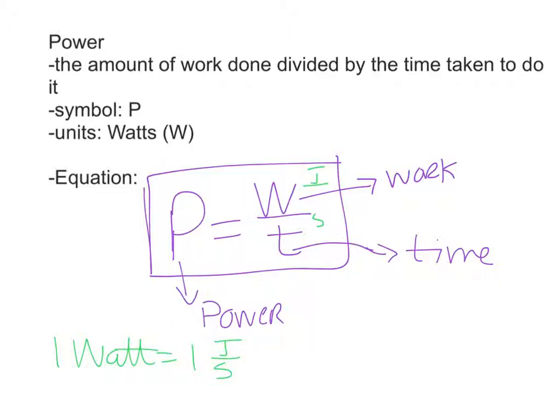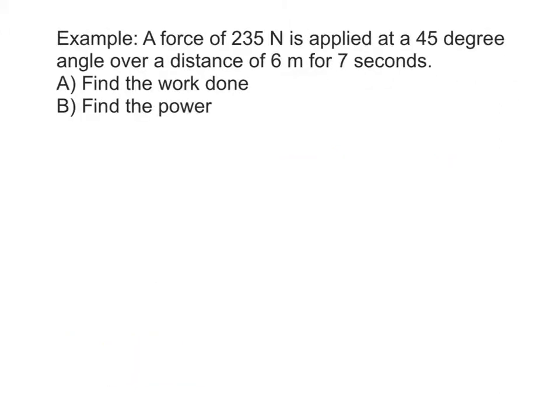That's pretty much it when it comes to power, so let's just jump into the two examples. First one, a force of 235 newtons is applied at a 45-degree angle over a distance of 6 meters for 7 seconds. A, find the work done. B, find the power. So what's happening, you've got an object, it's being pulled by a force at that 45-degree angle, and it's moving.